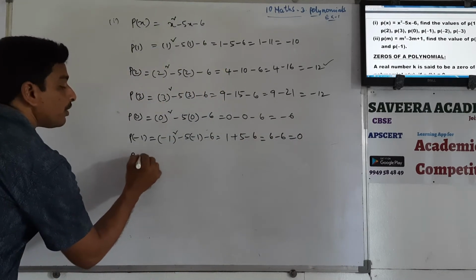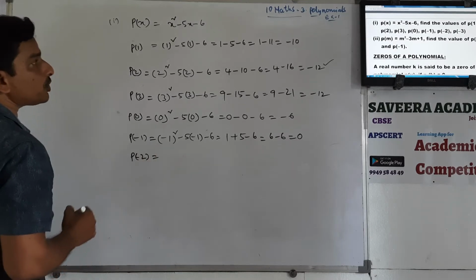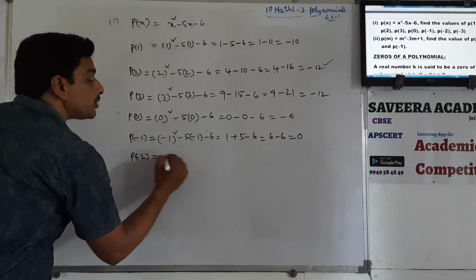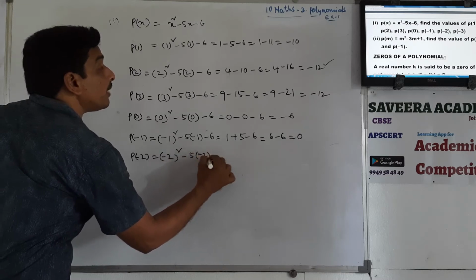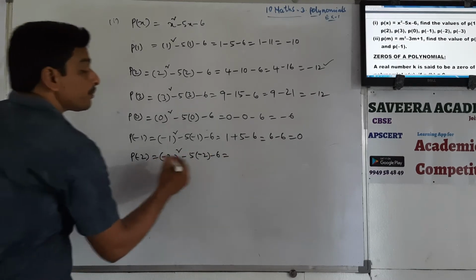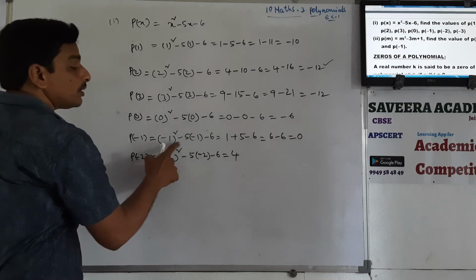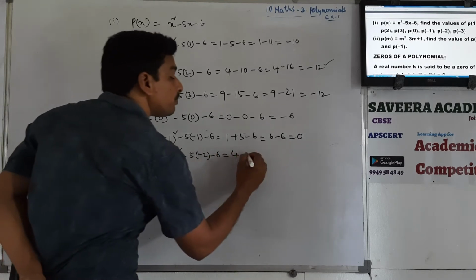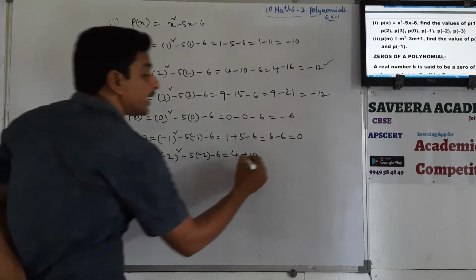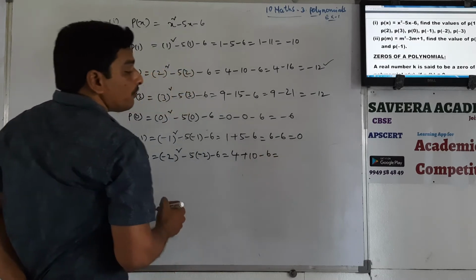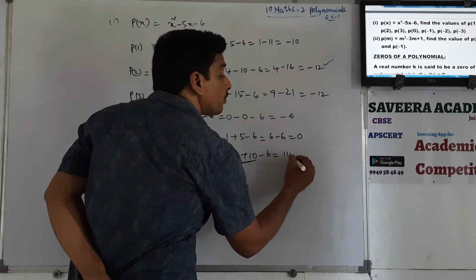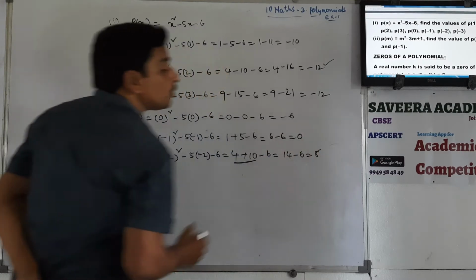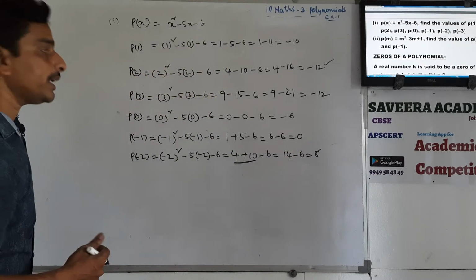Now find p of minus 2. P of minus 2. So x value minus 2 write down. Minus 2 whole square minus 5 into minus 2 minus 6. So this is 4. 4, minus into minus plus. 5 2s are 10, minus 6. First positive values. These two are positive. 4 plus 10 value 14, minus 6. So 14 minus 6 is equal to 8.